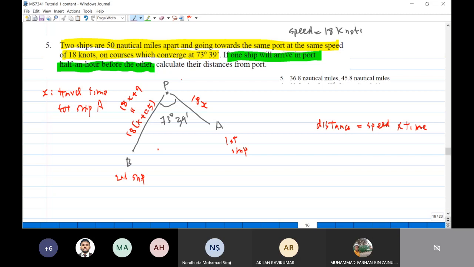So now you have a triangle. You can join the two ships. How far apart they are is 50. So that is the information there. One part is the yellow information, which is given to you directly. And the green information, you have to interpret correctly.